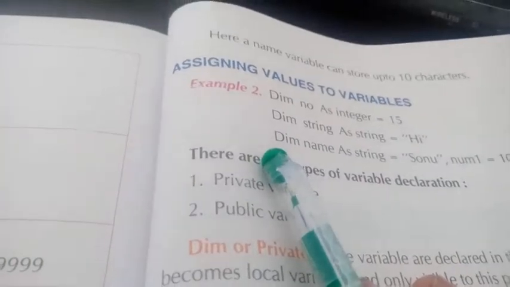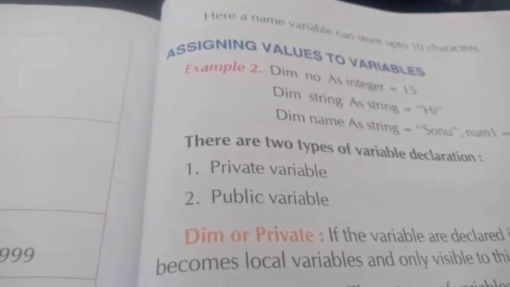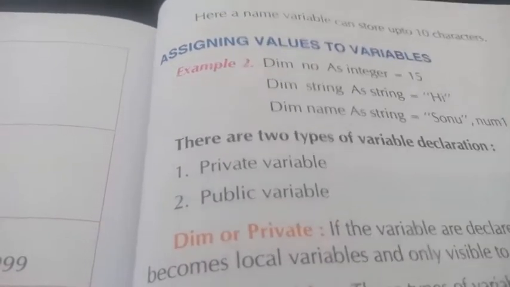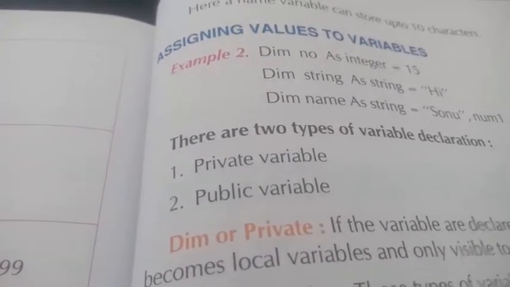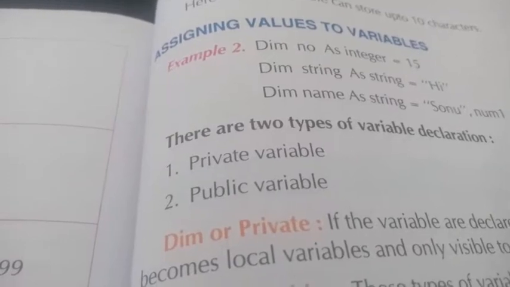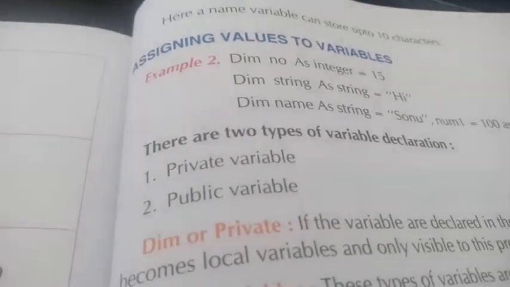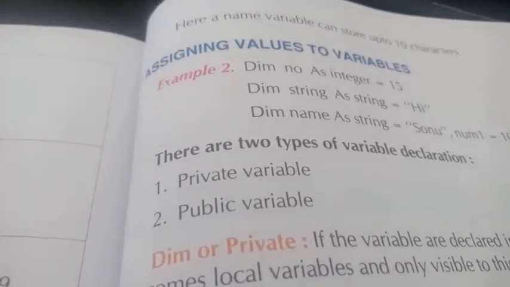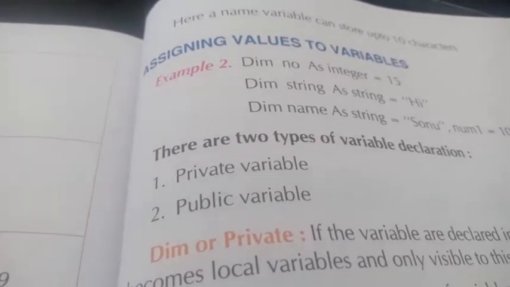Okay, so this is about your data types and variables. I hope you are getting all the concepts. If you have any confusion regarding variable creation or declaration and assigning values, these are the basic things regarding programming, so feel free to ask me. Okay, thank you.